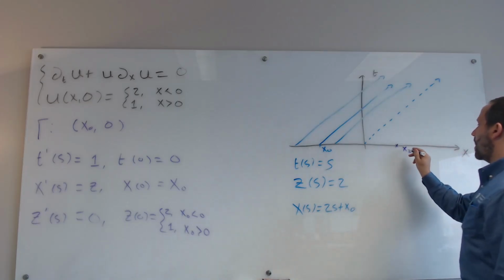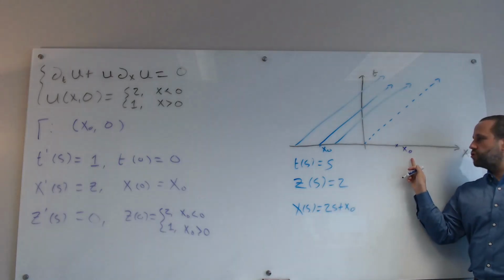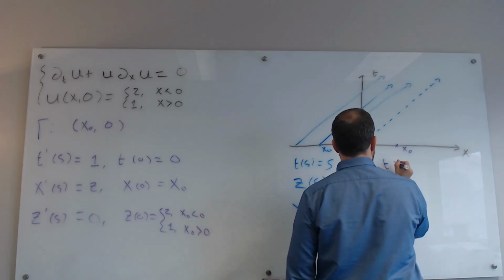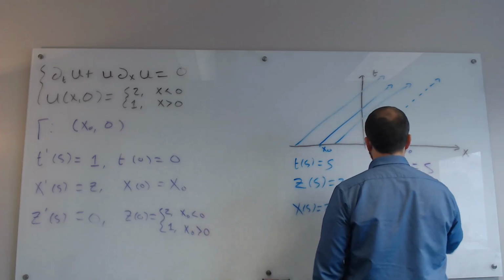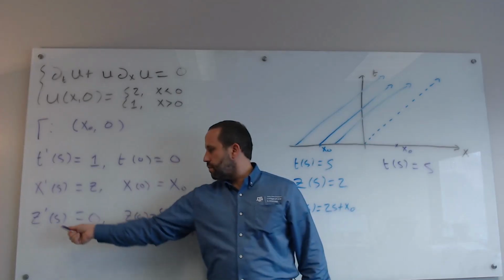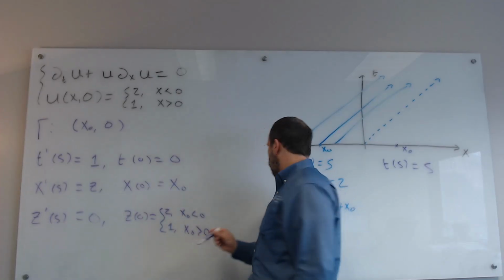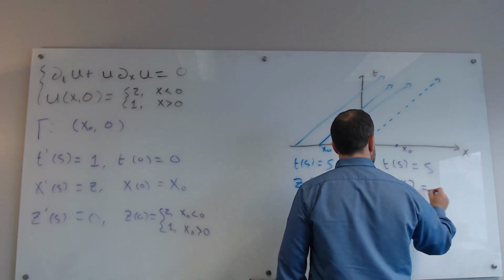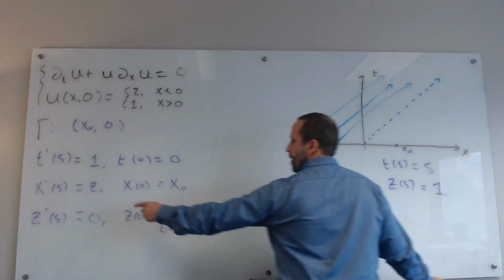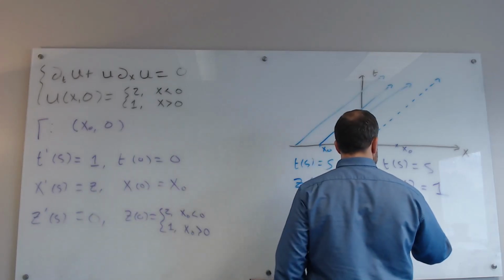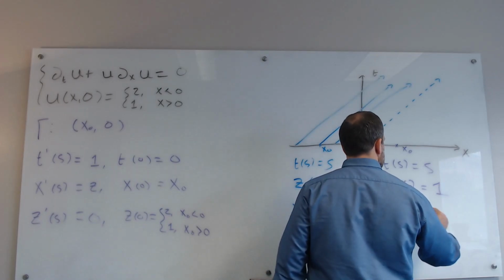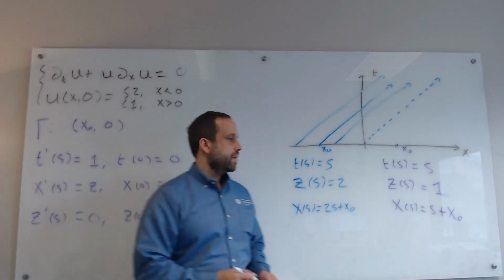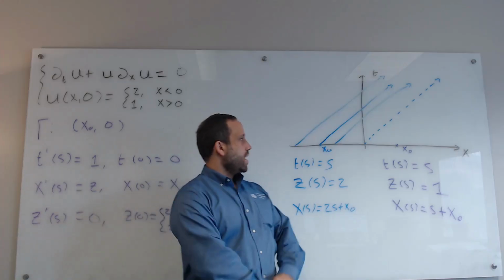Let's say I look at that x naught. We're starting with x naught strictly greater than 0. Okay, I'm going to write and then step out of the way. Well, t of s is going to be equal to s. z prime is still equal to 0. z of 0 is equal to 1, so we're going to get z of s is going to be equal to 1. x prime is equal to z, so we're going to get x of s is equal to s plus x naught. So here we've got x of s is equal to s plus x naught.